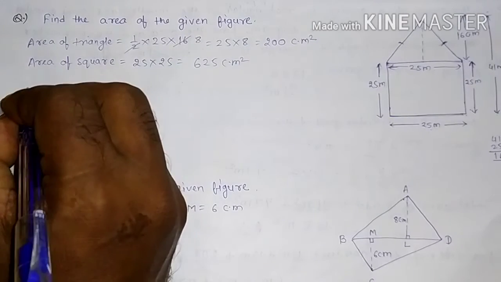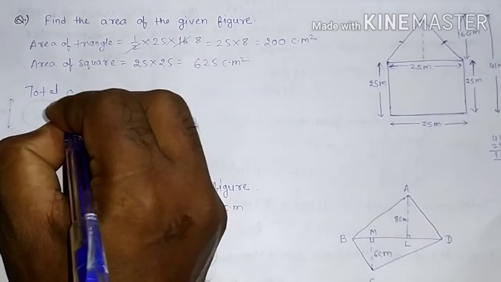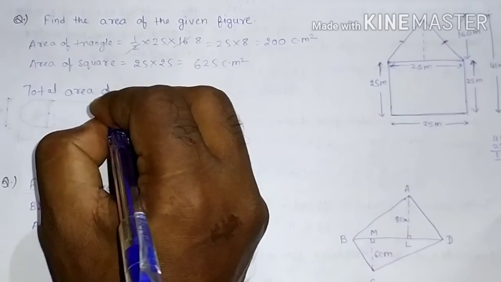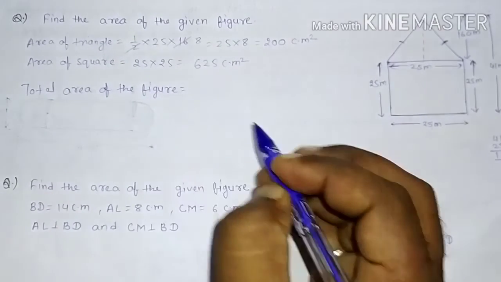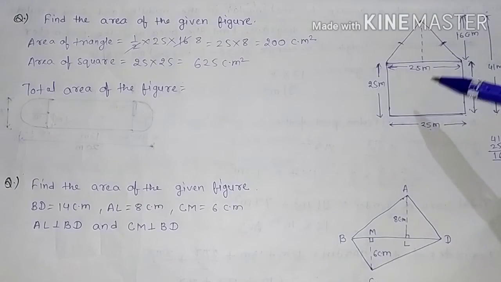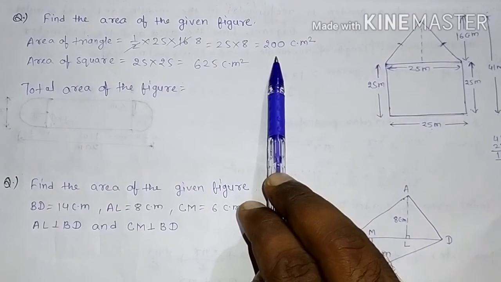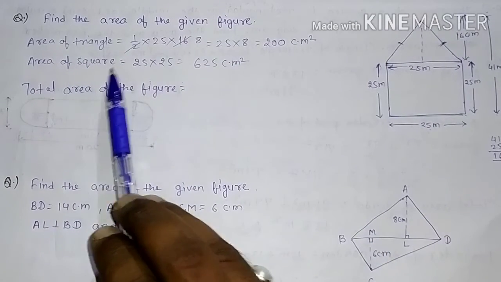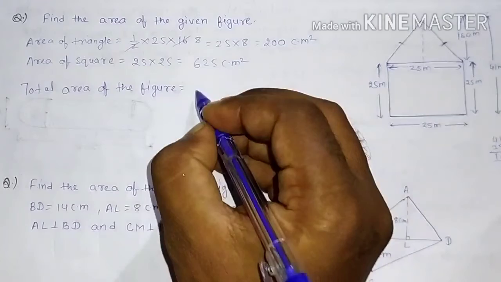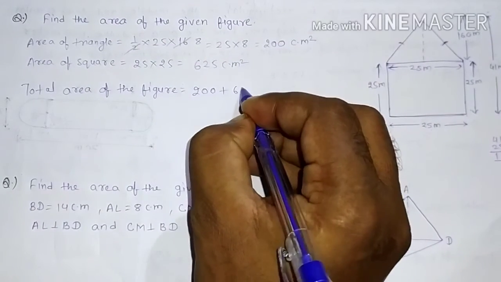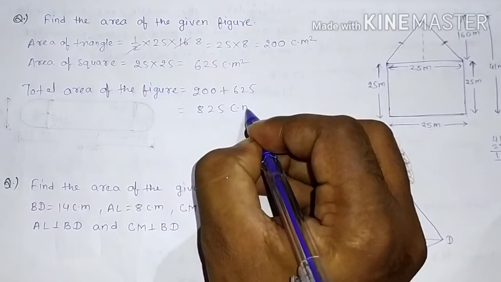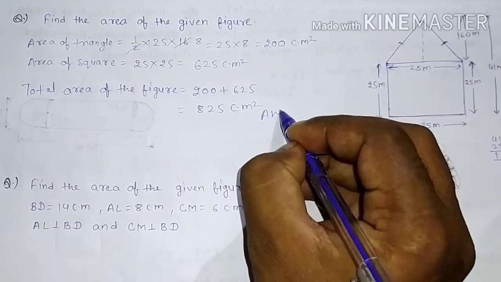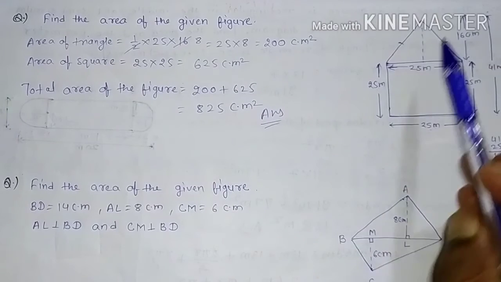Now the total area of the figure, just add the area of triangle and the area of square. So the area of triangle is 200 centimeter square and the area of square is 625 centimeter square. Now 200 plus 625, it becomes 825 centimeter square. Now this is the answer and this is the total area of the figure.